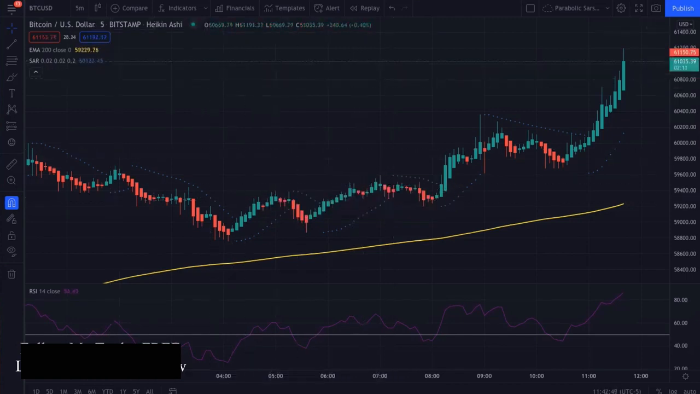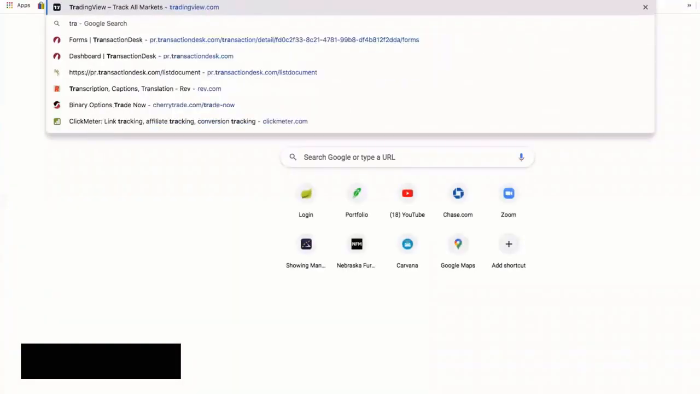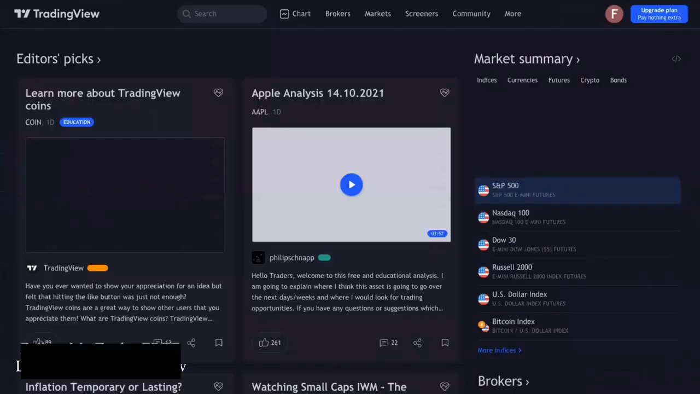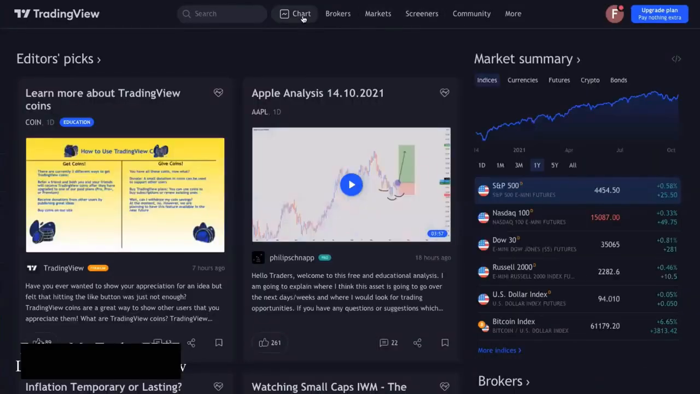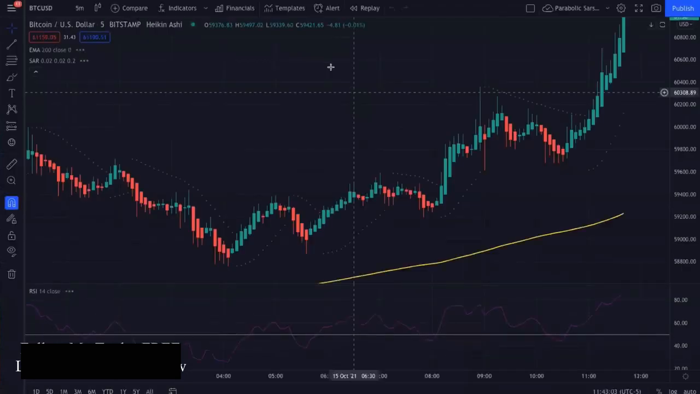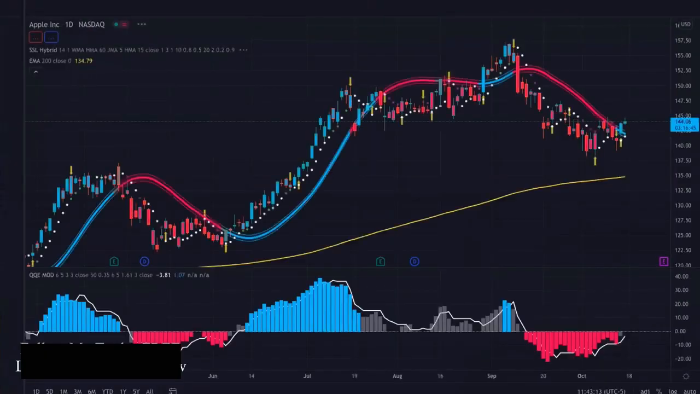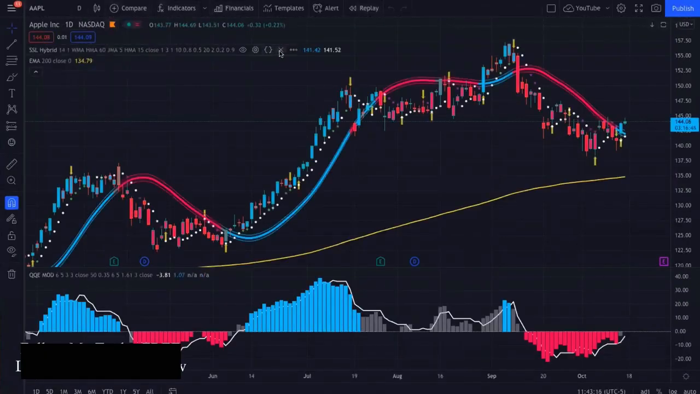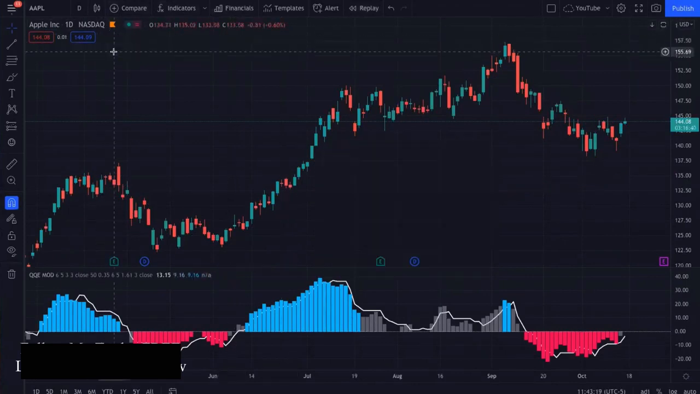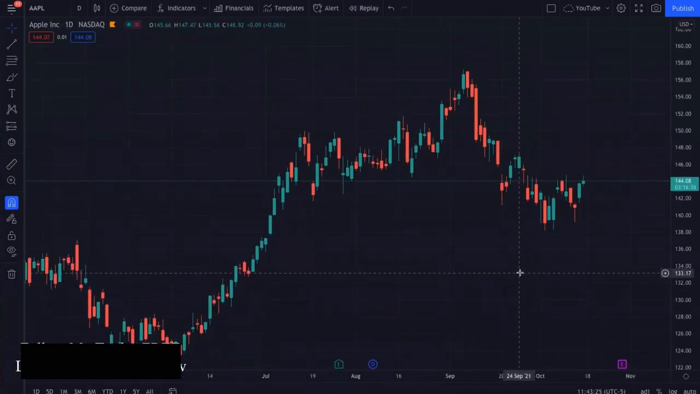Alright, so this is what your chart's gonna eventually look like when you first get on. So let's open up a new chart on TradingView. Go to tradingview.com/chart, and it automatically loaded up my standard chart for this. This is what I use for my YouTube videos. Let me just get rid of all the charts. This is from the last video I did. Alright, I'm gonna X out everything. So when you first get in, this is what your chart's gonna look like.